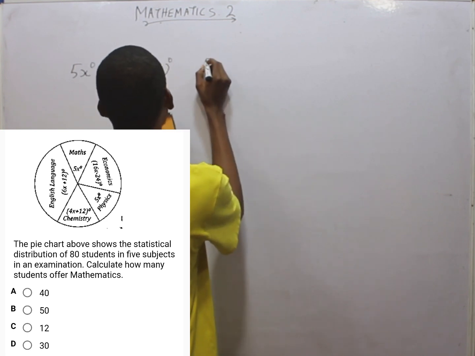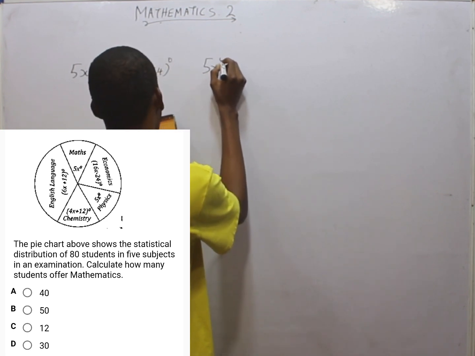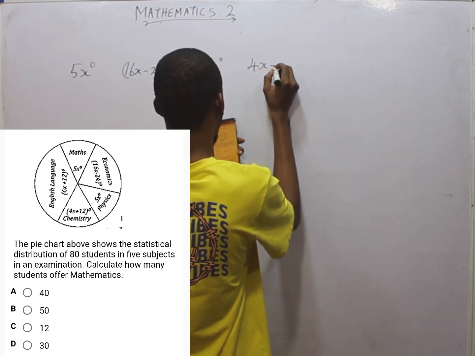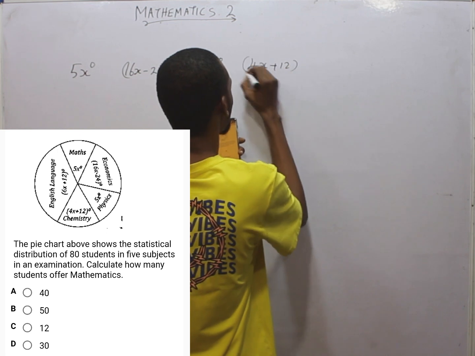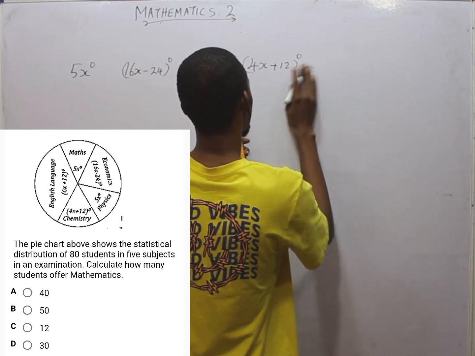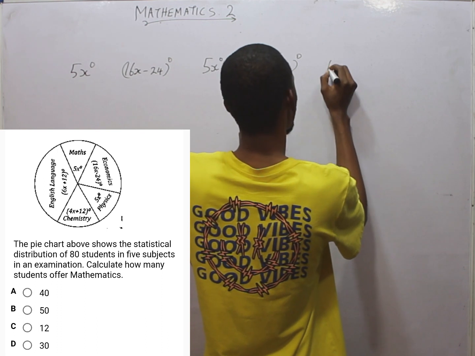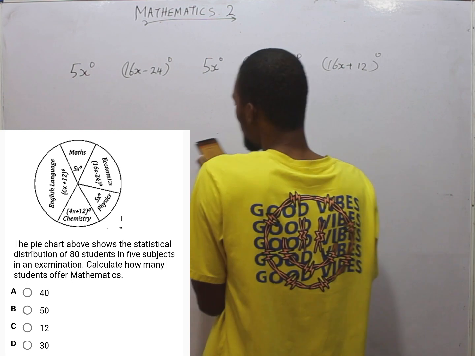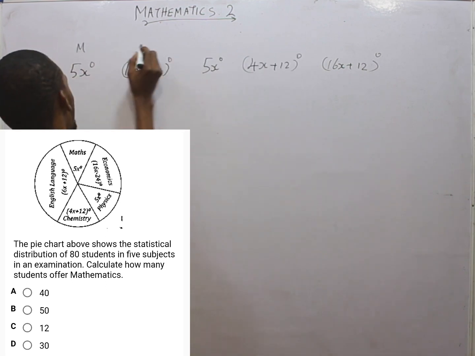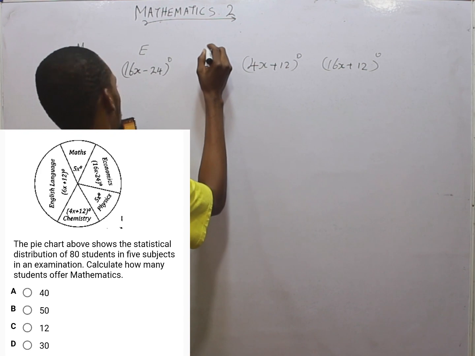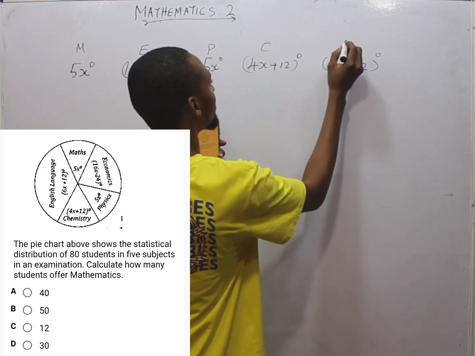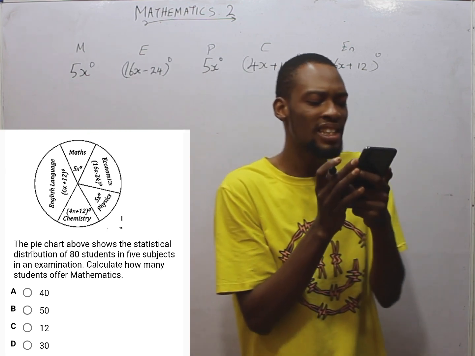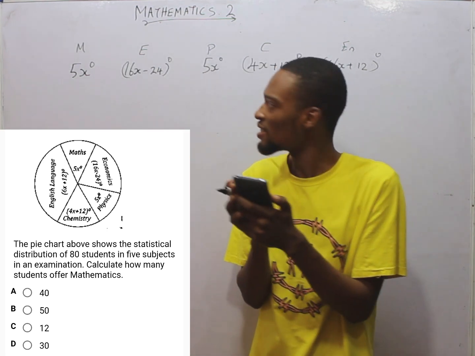Physics is 5s degrees. Chemistry is 4s plus 12 degrees. And English is 16s plus 12 degrees. So these are the subjects: maths, economics, physics, chemistry, and English. What are we asked to do? Calculate how many students offer mathematics.